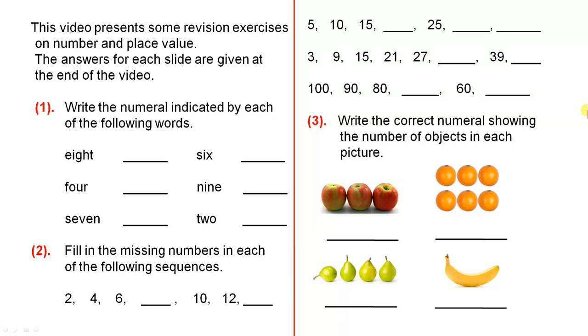Question one, write the numeral indicated by each of the following words. Question two, fill in the missing numbers in each of the following sequences. Question three, write the correct numeral showing the number of objects in each picture. So we'll move on to the next slide with questions.